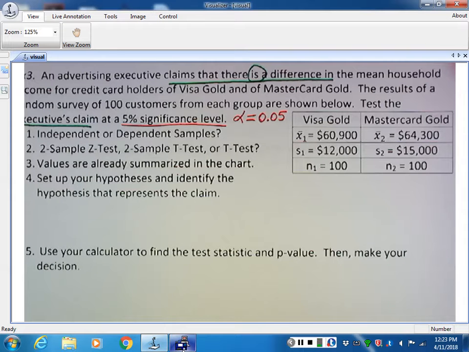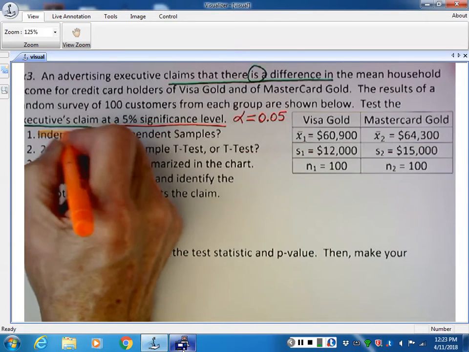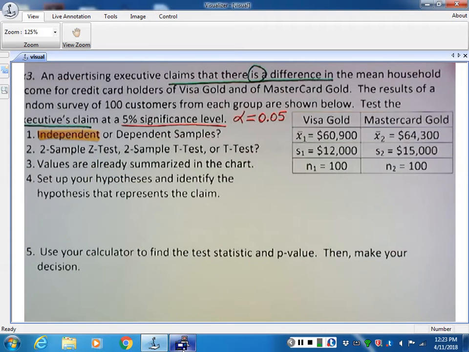No. The only way there might have been a link is if the problem had said that the cards were for the same customer. If you had 100 customers and they had both cards, and there's no difference in the balance they carried on their two cards, okay, that would have made it dependent. But this is two different sets of people. Some of these people have Visa Gold, some of these people have MasterCard Gold. There's no link between these people. So this is independent, two sets of people. Therefore, two sets of card balances.